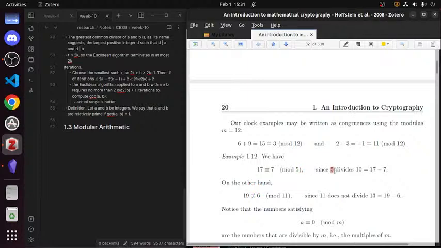Since 5 divides 10, and then you would get 7 left over to get to 17. On the other hand, 19 is not congruent to 6 mod 11, since if you have 11 and you're trying to get to 19, you cannot actually do that. 13 would actually equal 19 minus 6.